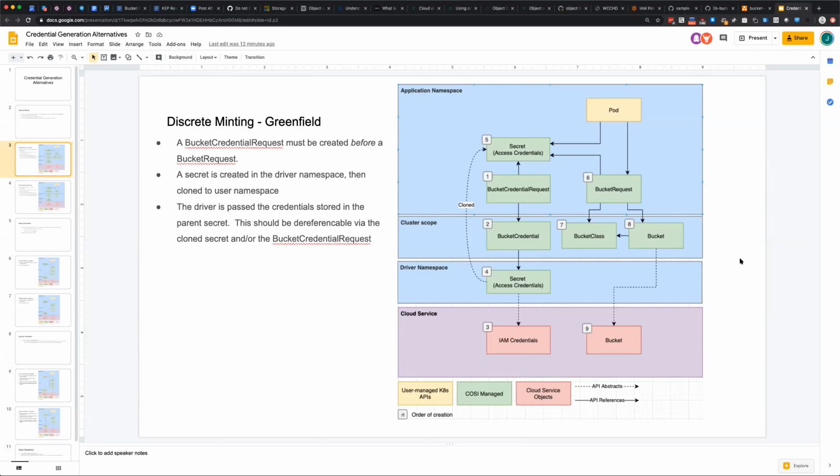Our thought on that was that the bucket credential request should probably reference either a new API, like you said, a credential class, or the bucket class. I think a credential class is probably the better way to go, given that it would specify credential specific parameters and would also name a provisioner. So yeah, sorry, this is all a bit hastily put together, which is on me.